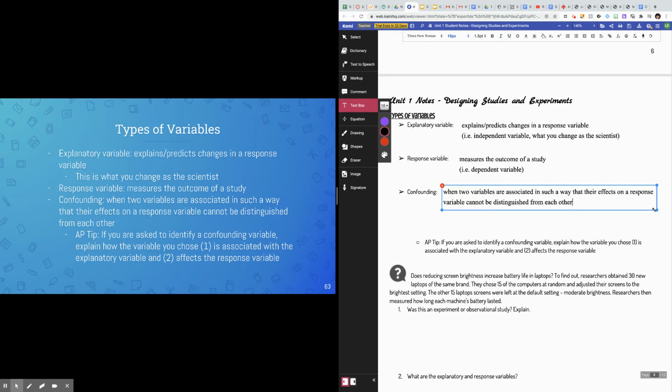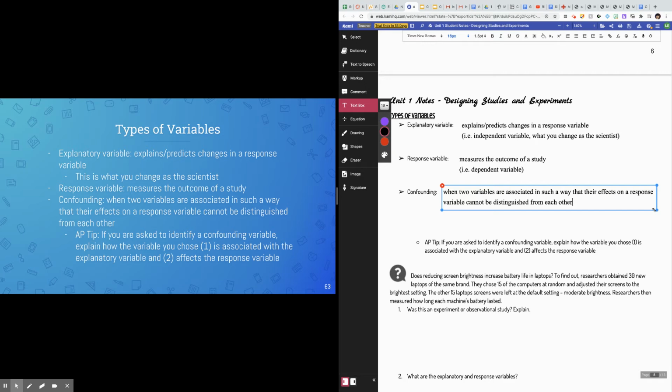So, AP tip for you. If you are asked to identify a confounding variable, you have to do two things. One, explain how the variable you chose is associated with the explanatory variable. How does it muddy the water? Like, how is it connected to the explanatory variable? And two, how could it affect the response variable?